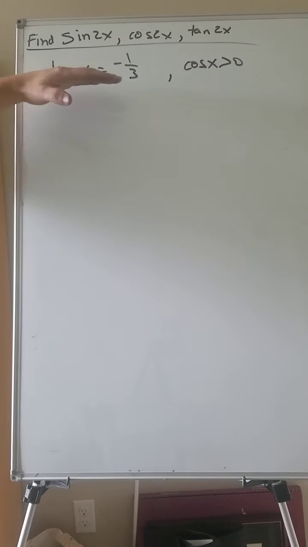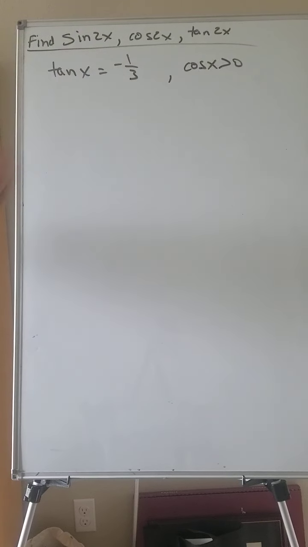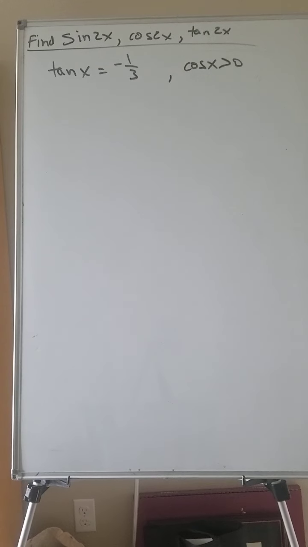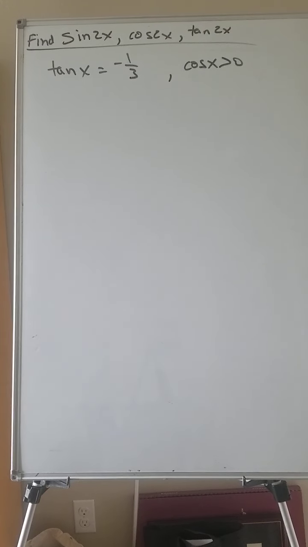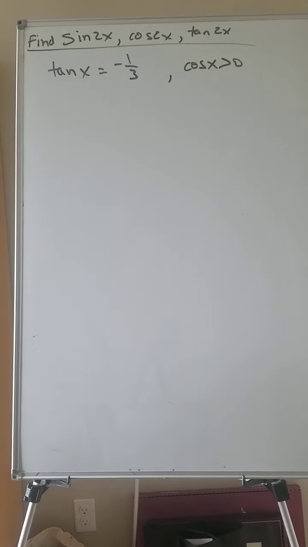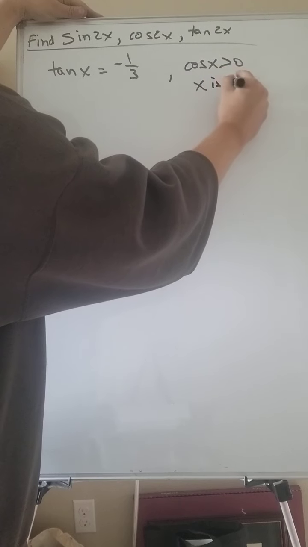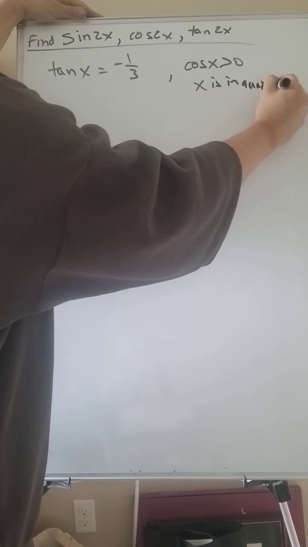So again, this is given information I'll use to find sine of 2x, cosine of 2x, tangent of 2x. But the other part here, whatever they give you, if they don't explicitly tell you what quadrant x is in, this is basically a hint at that. Tangent is negative, and tangent is negative in quadrants 2 and 4, and they tell me that cosine is positive. Well, cosine is only positive in quadrants 1 and 4, so I need to interpret this as x being in quadrant 4.